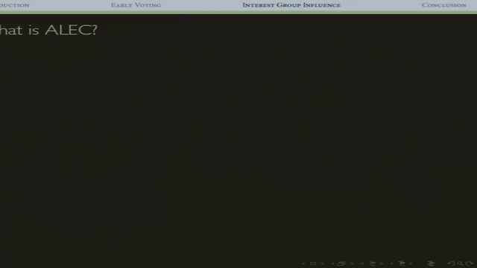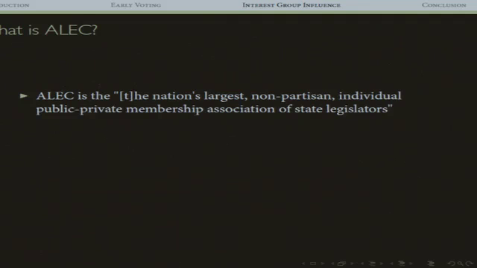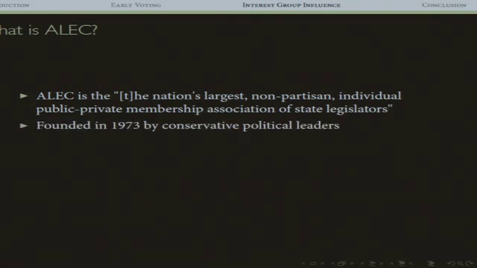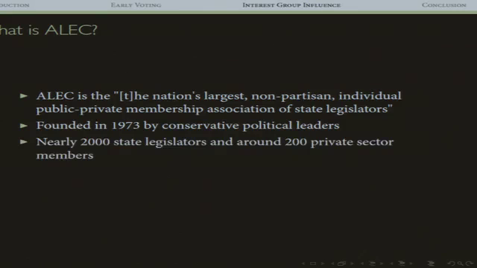So what is ALEC? Just to give you a very brief background. It is, in their own words, the nation's largest nonpartisan individual public-private membership association of state legislators. It was founded in 1973 by conservative political leaders. It comprises nearly 2,000 state legislators. Just to give you a sense of how many that is, that's around a third of all state legislators, so that's pretty substantial. And around 200 private sector firms, including many Fortune 500 corporations.